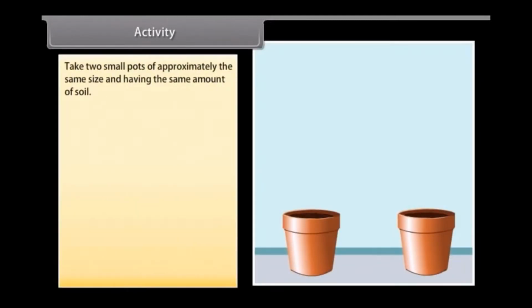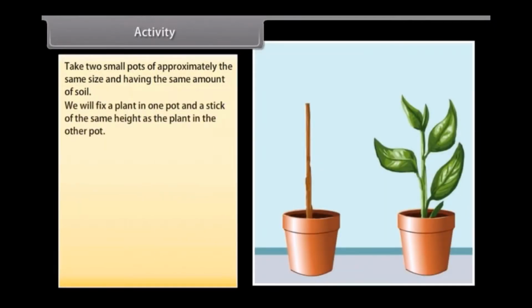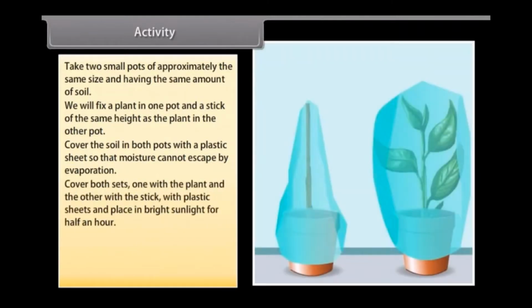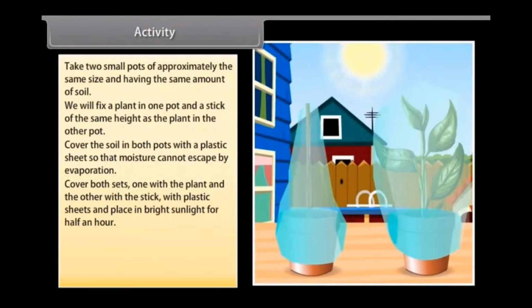Activity. Take two small pots of approximately the same size and having the same amount of soil. We will fix a plant in one pot and a stick of the same height as the plant in the other pot. Cover the soil in both pots with a plastic sheet so that moisture cannot escape by evaporation. Cover both sets, one with the plant and the other with the stick, with plastic sheets and place in bright sunlight for half an hour.